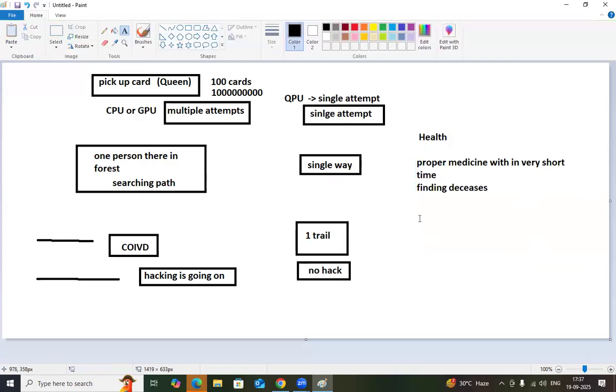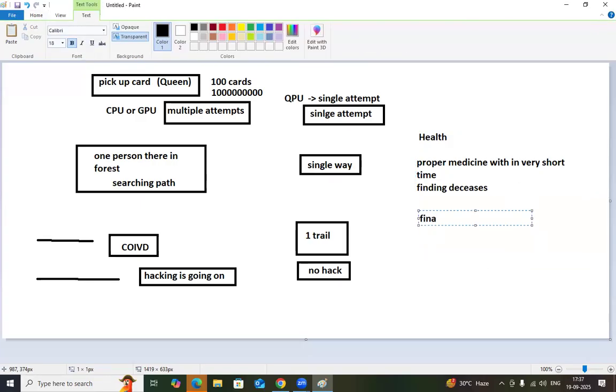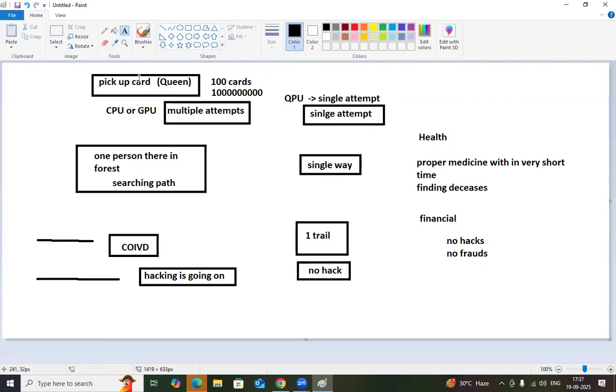In the financial sector, no hacks, no frauds. In the health sector, proper medicine can be found within a short period, and finding diseases is also very simple. So the major advantage is that the searching process is very simple with qubits.